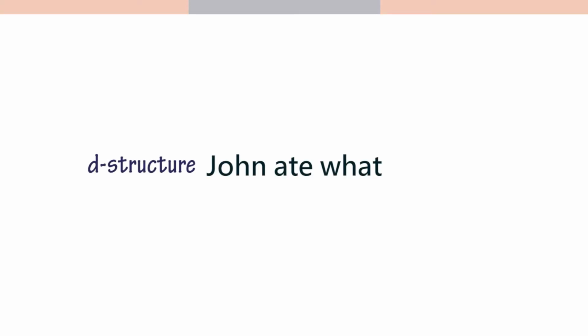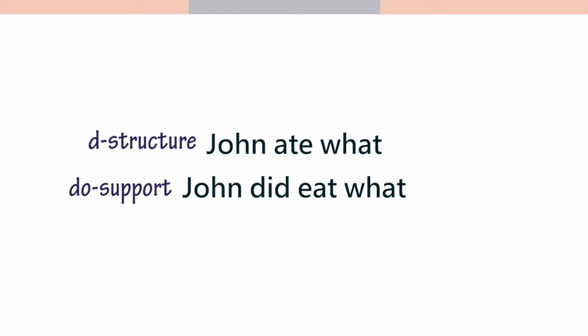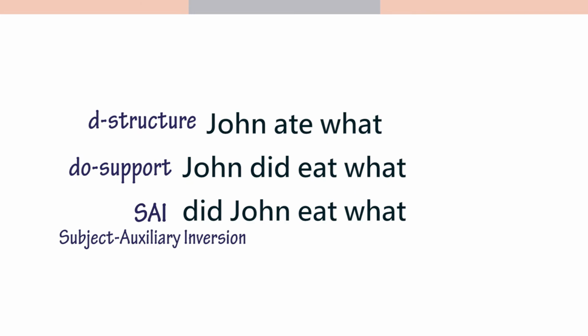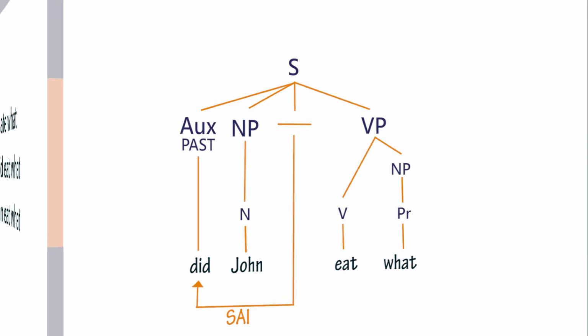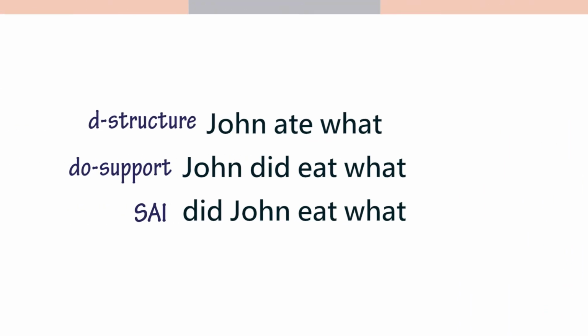So the D structure of this sentence was John ate what? In order to turn it into a surface structure, first we inserted do. Insert do. We said John did eat what? And then we did another transformation, which is SAI, subject auxiliary inversion. What does that mean? It means you move the auxiliary to the front. You front the auxiliary. So instead of saying John did eat what, you say, did John eat what? This is a second transformation that we did.